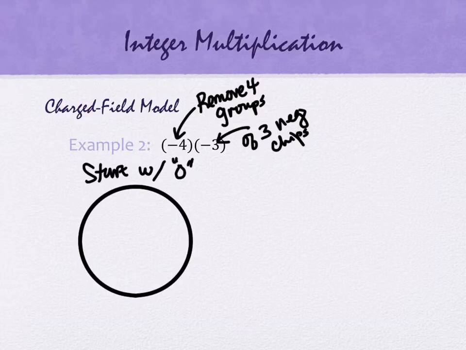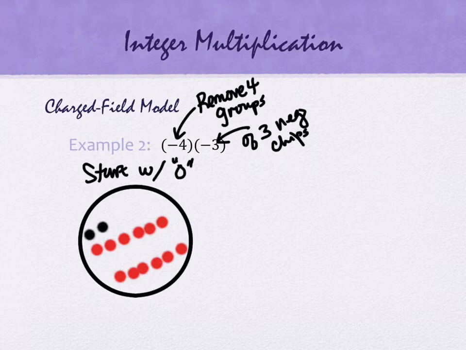And in order to have things to remove, we have to put in pairs of things. So there are my pairs, like that. And I'm going to remove 4 groups of 3 negatives just for this.